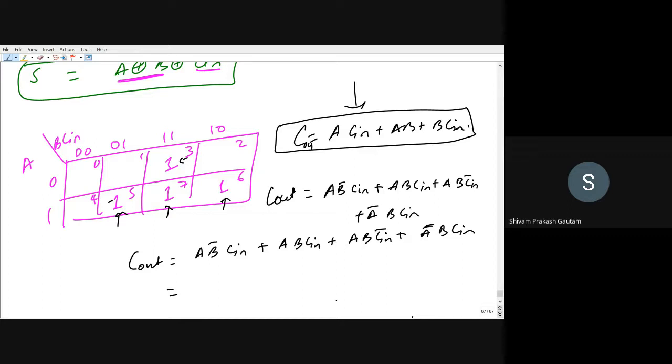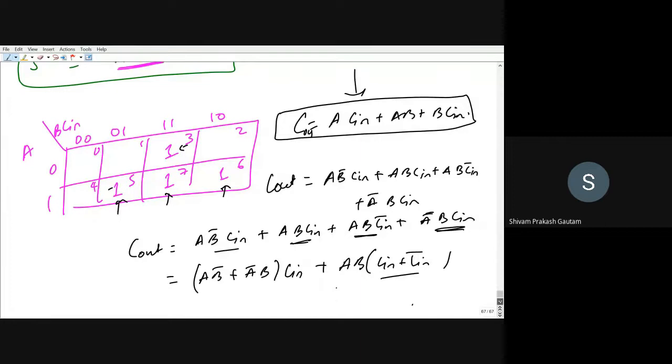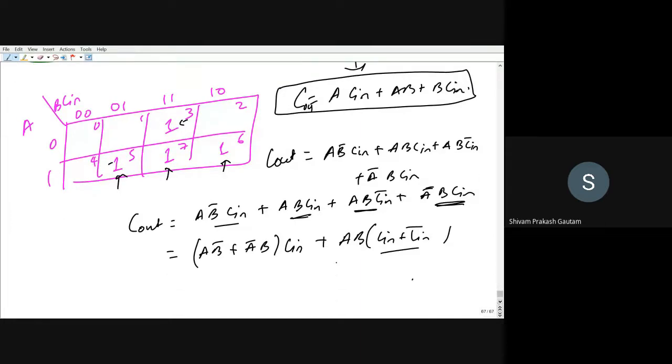This expression. Okay. So I can take C in common from both of these. So this will be A B bar plus... Have I made any mistake? Okay, C in common from this and this. If you take C in common, this will be A bar B, C in, plus if you take AB common from both of these, so C in plus C in bar. So AB common, it will be C in plus C in bar. So this will be equal to 1, because any variable added to its complement will give you 1. So this will be 1.